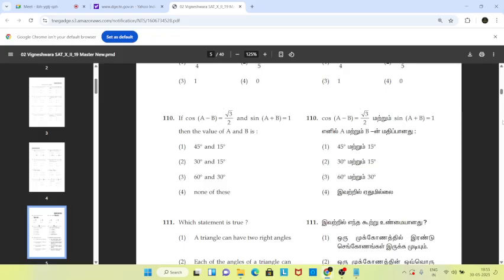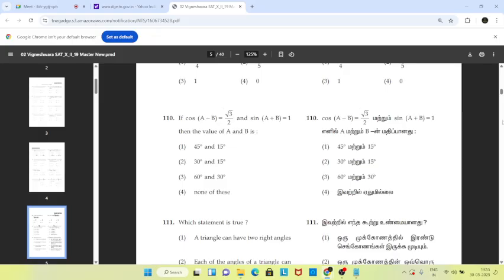I don't know how to do this. Can you do it? Sin A plus B is equal to 1. For which angle do you get sin theta equal to 1? What is the angle? 90. So A plus B is 90. Angle A plus angle B is equal to 90.